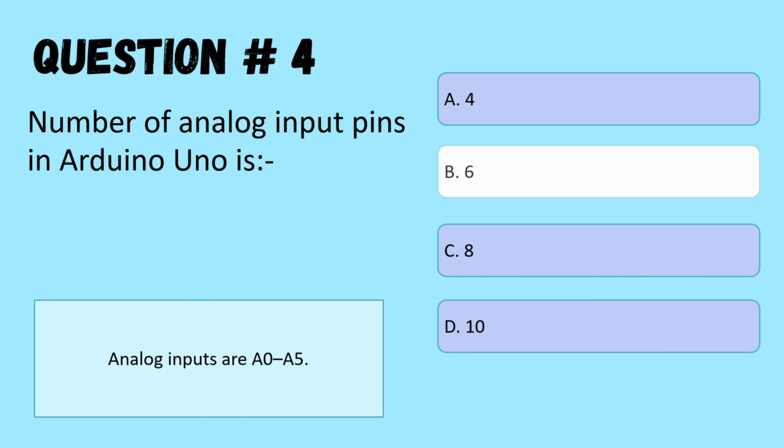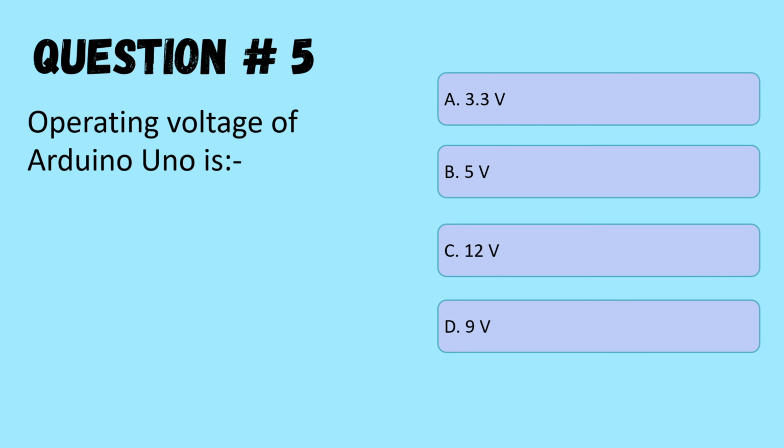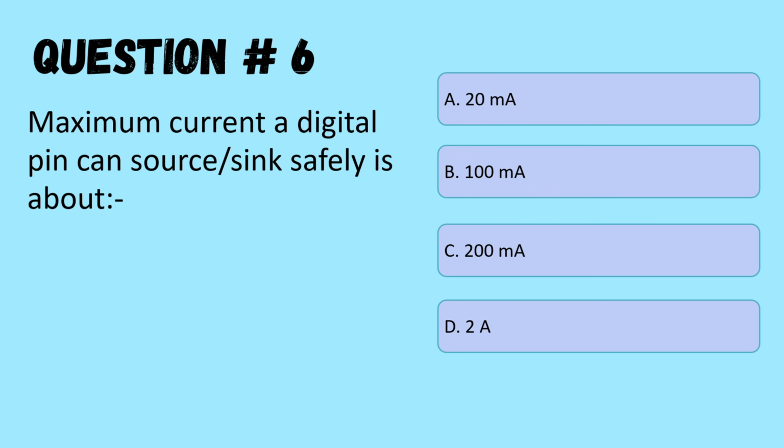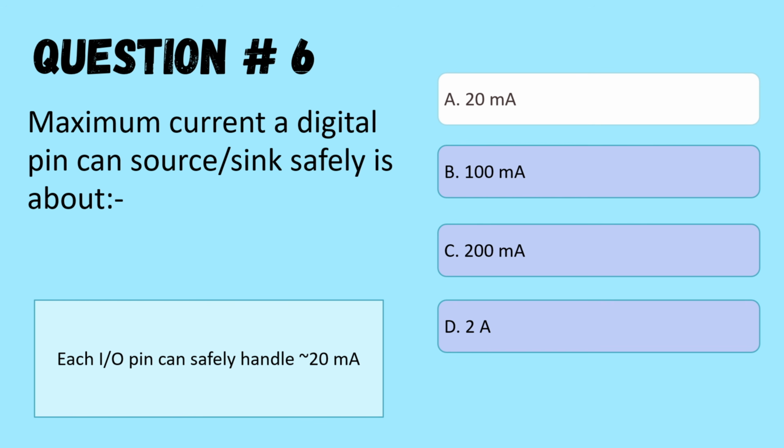So we are moving to the next question. Next question is: operating voltage of Arduino Uno is? Options are 3.3 volt, 5.5 volt, 12 volt, 9 volt. So the correct option is option B, 5 volt. So we are moving to the next question. Next question is: maximum current a digital pin can source or sink safely is about 20 milliampere, 100 milliampere, 200 milliampere or 2 ampere. So the correct option is option A, 20 milliampere.